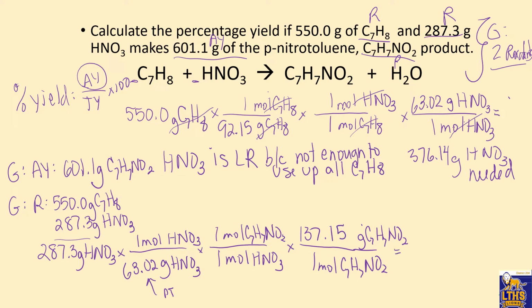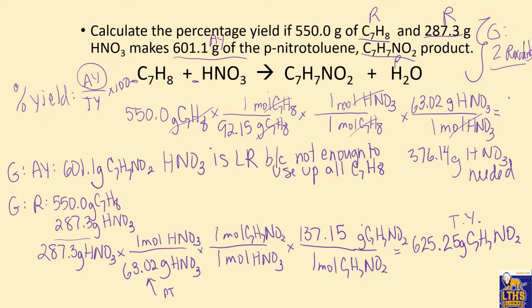Okay, let's see what we get here. So I plugged in 287.3 divided by 63.02 times 137.15, and I get 625.25 grams of C7H7NO2. But what does that mean? Tell me, what does that mean? This is called a theoretical yield because it's saying if all of the nitric acid gets used up, this is how much, in theory, C7H7NO2 should come out.